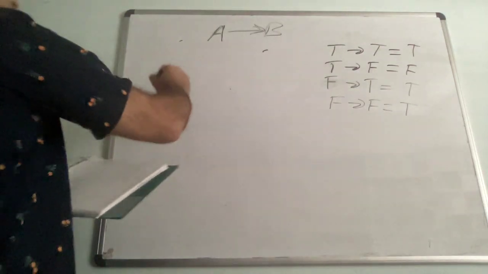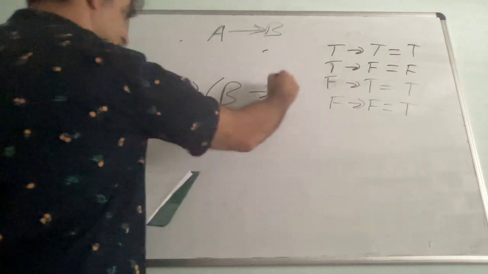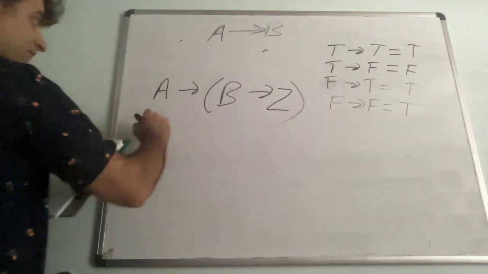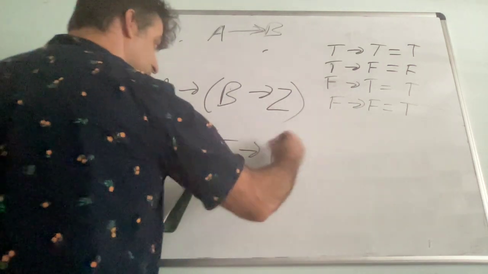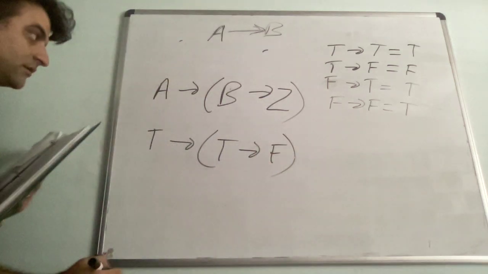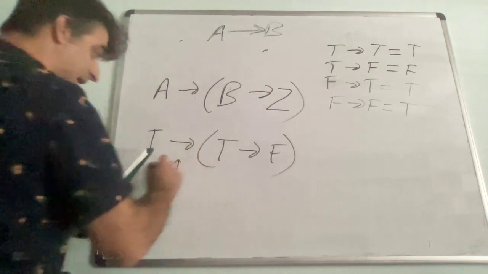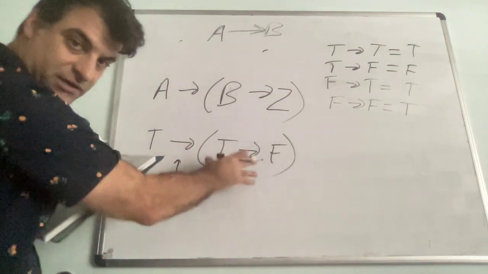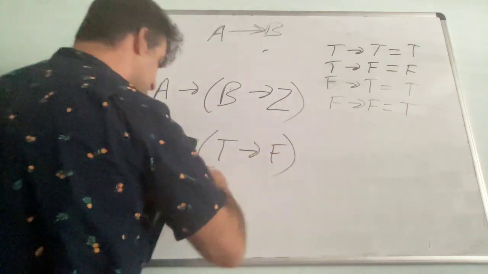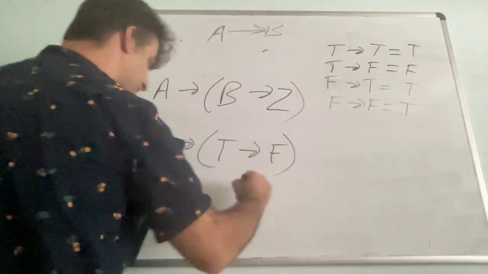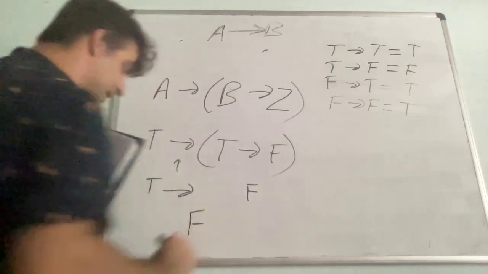A arrow (B arrow Z). Okay, so we've got true arrow (true arrow false). So true arrow, this is again the main connector, right? Because the other connector's inside parentheses. True arrow false is false, right? So in the larger statement we've got true arrow false, and again it's false.